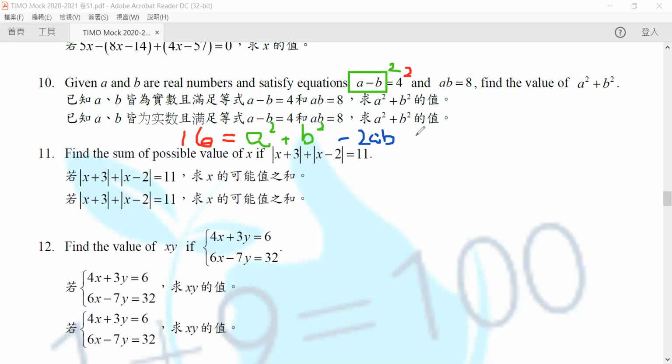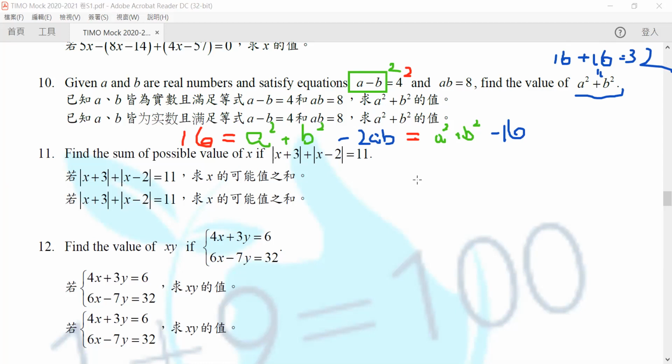But according to our equation, this must also equal 4 to the power 2, which is equal to 16. On the other hand, it equals a squared plus b squared, and since a times b is equal to 8, this is negative 2 times 8, so minus 16. So a squared plus b squared minus 16 is equal to 16. So this must equal 16 plus 16, which is equal to 32. This is our question 10.